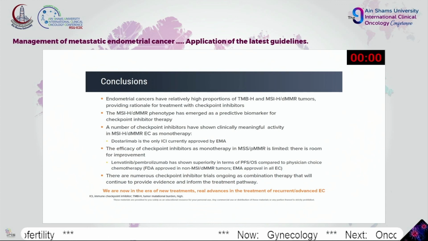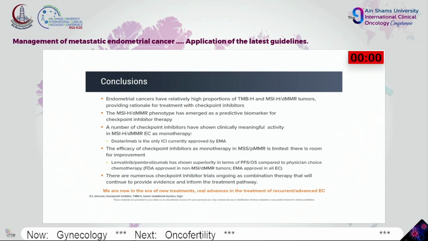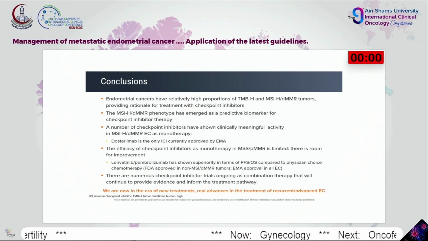The efficacy of checkpoint inhibitors as monotherapy in microsatellite stable, proficient mismatch repair is limited, and there is room for improvement. Lenvatinib and pembro has shown superiority in terms of progression-free survival and overall survival compared to physician's choice chemotherapy, and is FDA approved in non-MSI deficient mismatch repair tumors and EMA approved in all endometrial cancer subtypes.